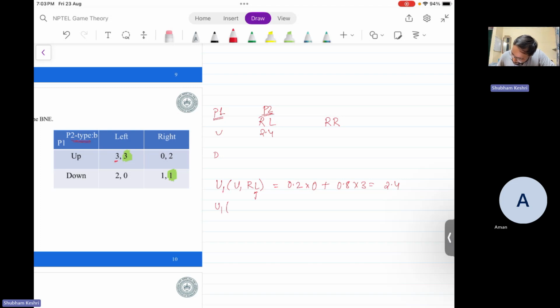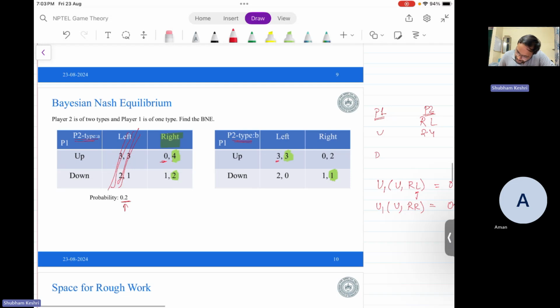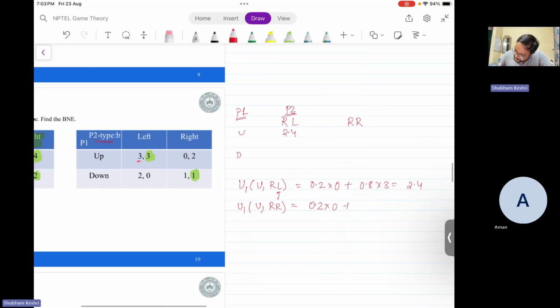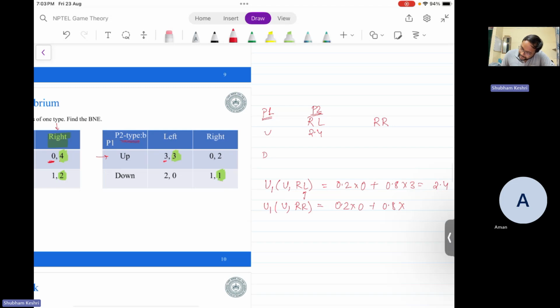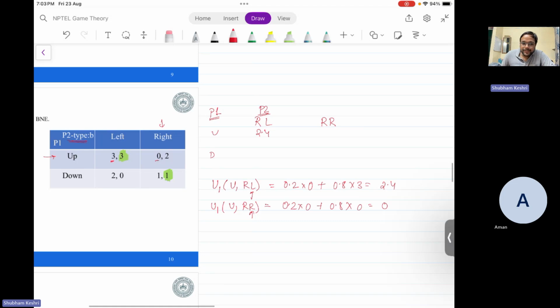Expected utility of player 1 when he plays up and the other player is playing RR. It will be 0.2 times, where the first player is playing up and the second player of type A is playing R, which will become 0, plus 0.8 times, where the first player is playing up and the second player of type B is playing right. His utility is 0. Then this will become 0.